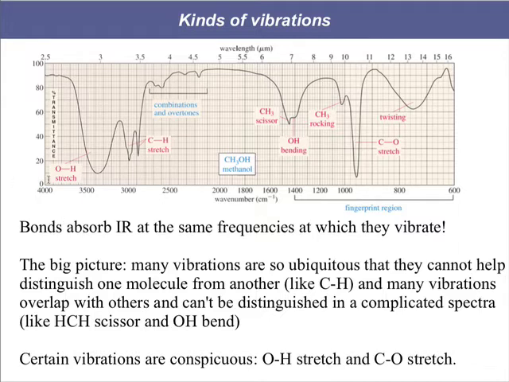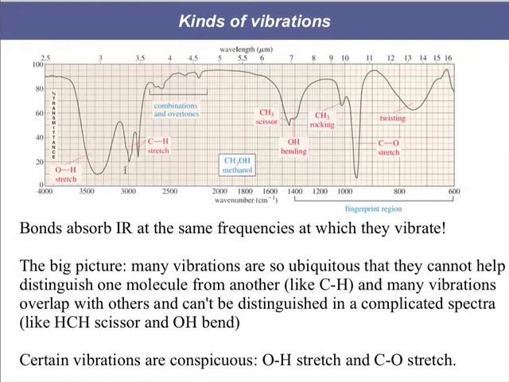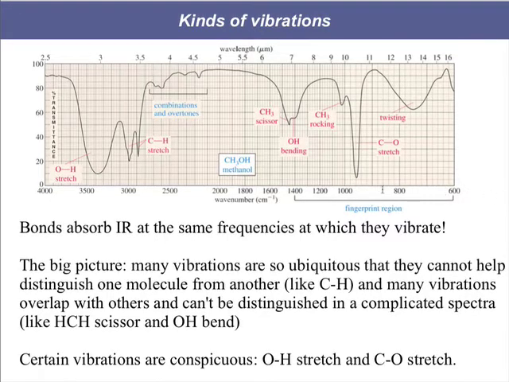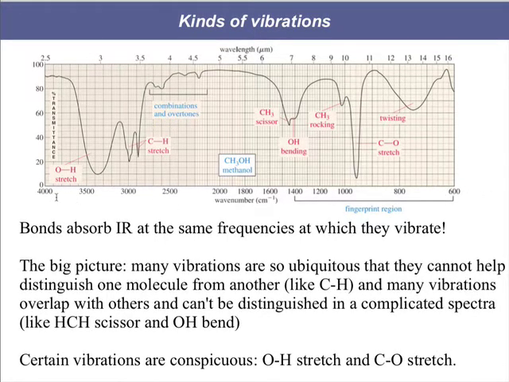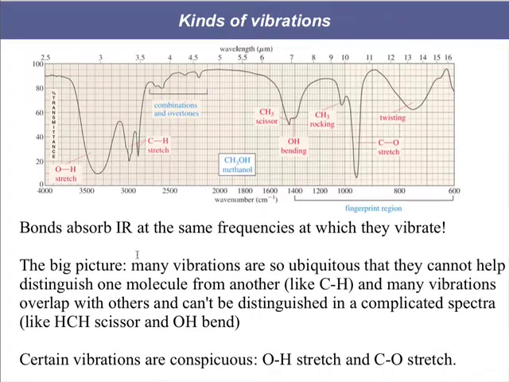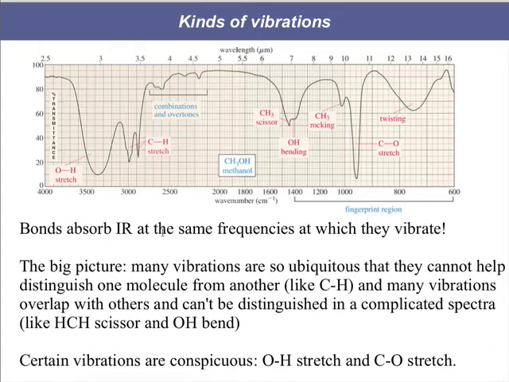We have wavelength or wave number, so frequency, on the bottom, ranging from 600 up to around 4,000. That's the typical range that we'll see. And remember that higher wave number is higher frequency, which is higher energy, and lower wave numbers would be lower frequencies and lower energies. So we'll tend to see lighter atoms and stiffer bonds up on the high frequencies, and we'll see heavier atoms and more floppy bonds in the lower frequencies. Remember that bonds will absorb infrared light at the same frequencies at which the bonds vibrate.